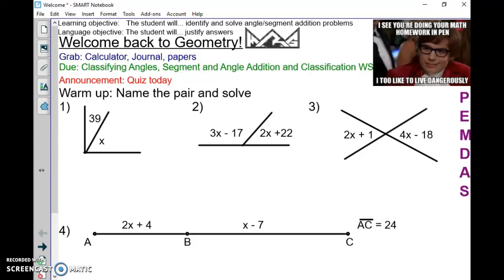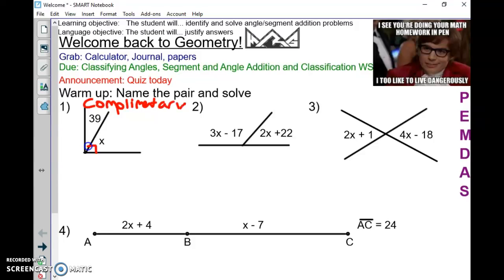On the warm-up, your quiz today is similar to these type of problems. Number one, the first thing we want to do is name the pair. On number one, we have two angles that make a right angle. What do we call them when they add up to 90 degrees? Yes, complementary. Remember, like Miss Marrero told us, it is the right thing to do to give all types of compliments. Y'all look so nice today, right? That's a compliment. It's the right thing to do. That'll help you remember. Complementary is right. It's 90 degrees.